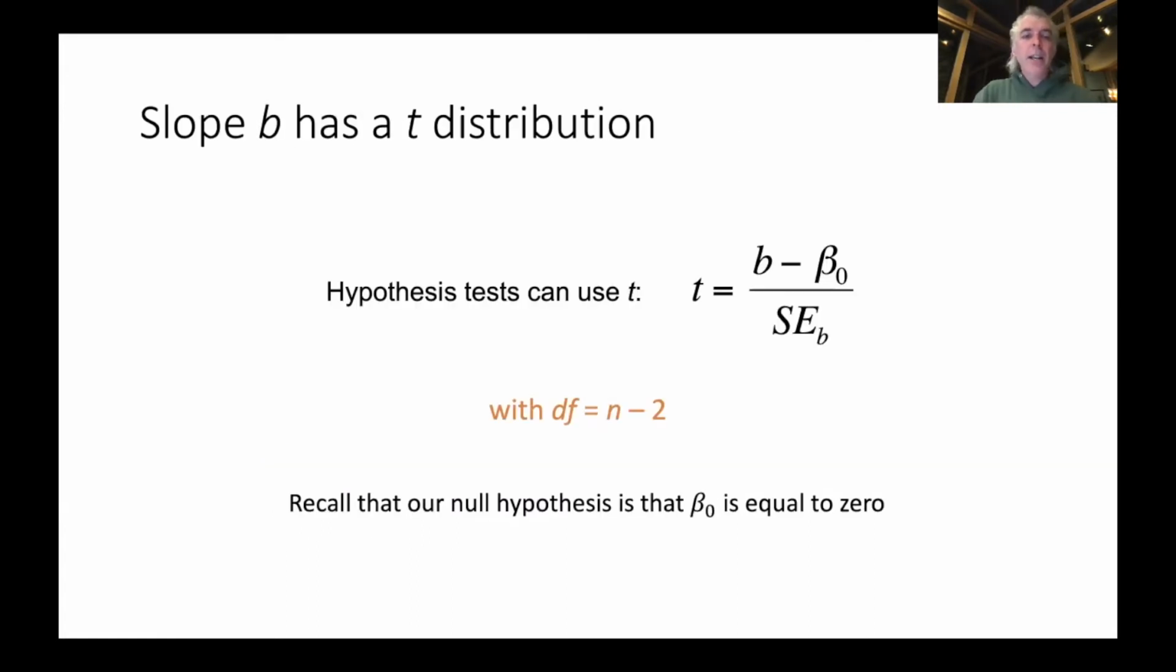In addition to calculating an R-squared value, we can also assess the significance of our slope using a t-distribution. In this case, our t-test statistic is calculated as the difference between our sample slope and the slope that we hypothesized in our null hypothesis, in this case, where beta sub 0 is equal to 0. So the difference between our sample slope and 0 divided by the standard error of our slope. And we test this t-distribution using a degrees of freedom equal to the sample size minus 2.